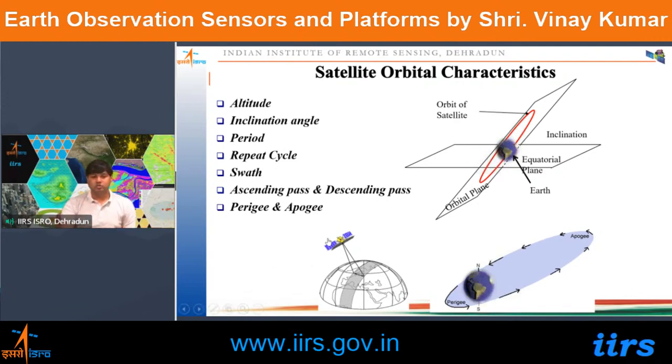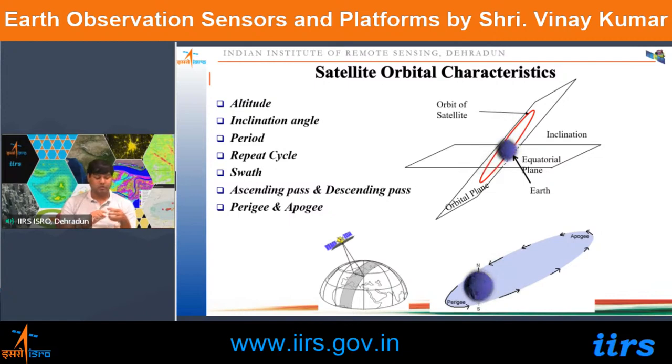So in this case, you can see the width seen by your particular sensor placed on the satellite. That is called swath width. Now coming to ascending pass and descending pass. Whenever the satellite is moving from North Pole to South Pole, that is called descending pass, and whenever it is moving from South Pole to North Pole, that is called ascending pass.